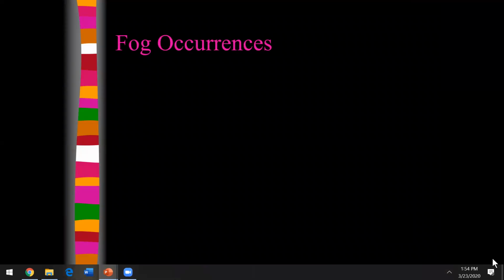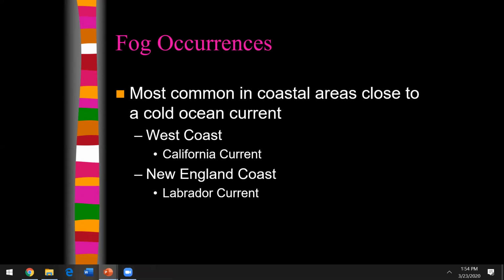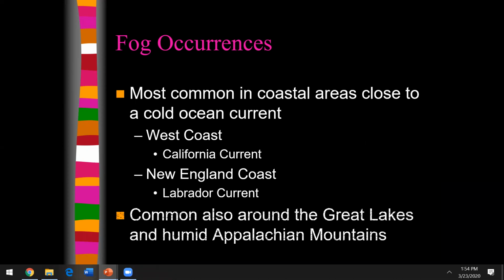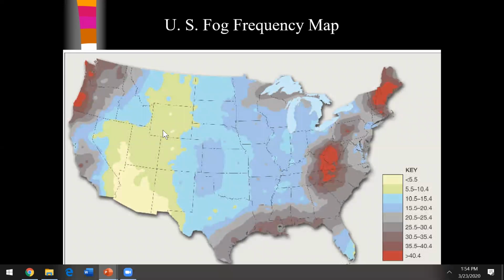Well, where do we end up having the most fog occurrences? Well, most common in coastal areas that are close to a cold ocean current, so the west coast where the California current is, and as I stated before, the New England coast where we have the Labrador current. Also common around the Great Lakes and the humid Appalachian Mountains. This is a map showing the frequency of fogs, and you can see these areas in red are where we have the most fogs. Right here is where I grew up. And we had really foggy mornings, especially in the summertime. In the desert regions, we don't expect as much fog because there's not as much water vapor in the air.